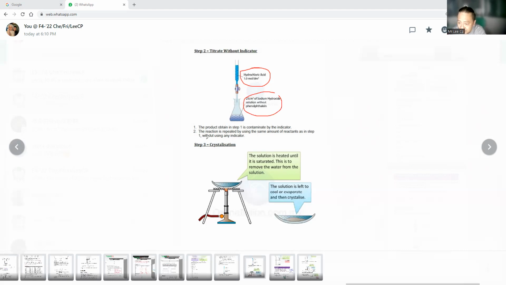Right, crystallization: after you got it, you want to get the salt, right? So you do the crystallization, you burn it, then it will heat up and evaporate. After it evaporates, it will leave the crystal there, right?